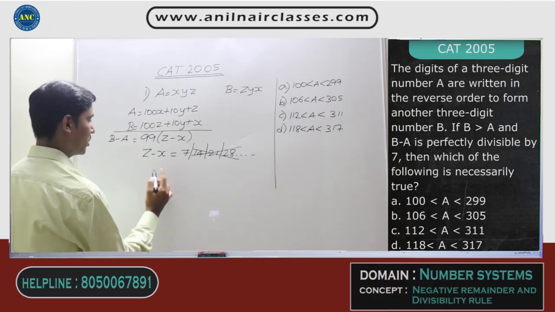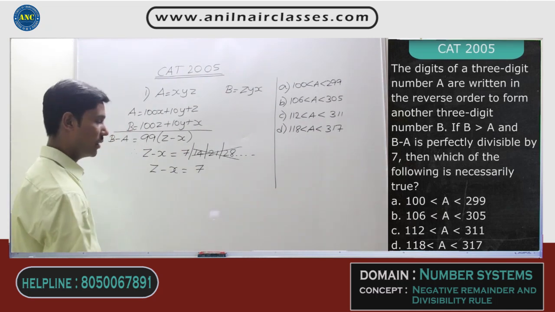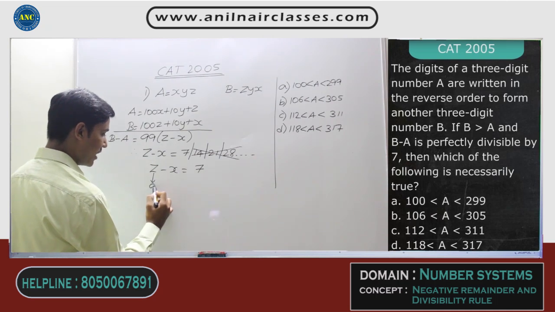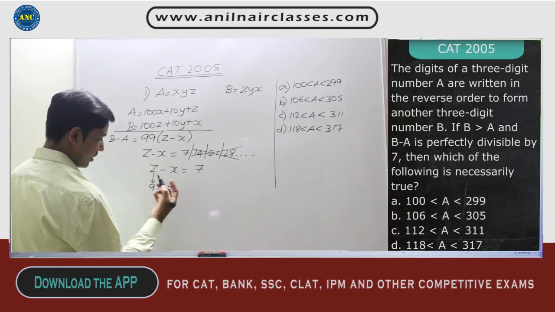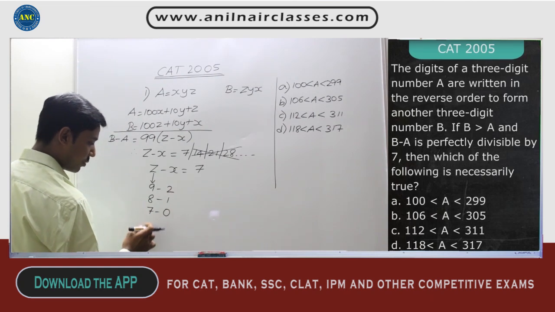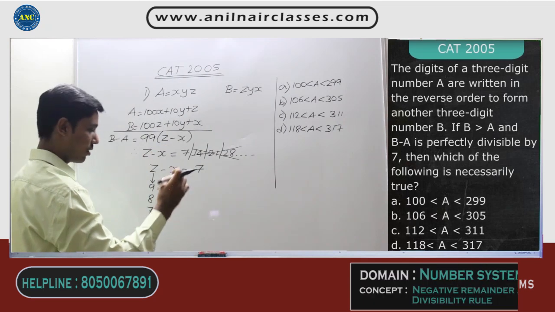That means the only possibility is z minus x should be 7, right? Z minus x should be 7. Which cases will give z minus x as 7? 9 minus 2 is 7. 8 minus 1 is 7. 7 minus 0 is 7. 6 minus 7 is minus 1. But x cannot take a negative value, right? So those are all ruled out.